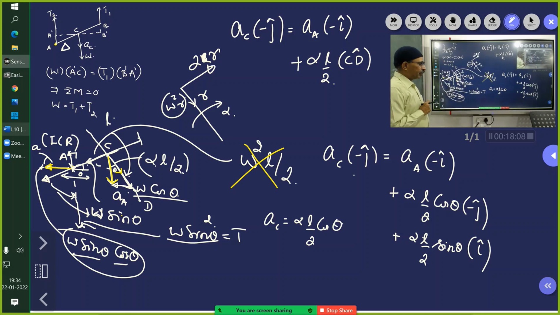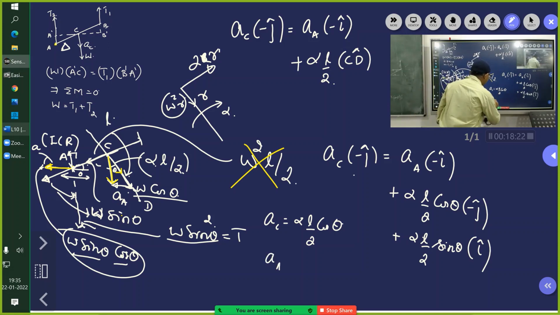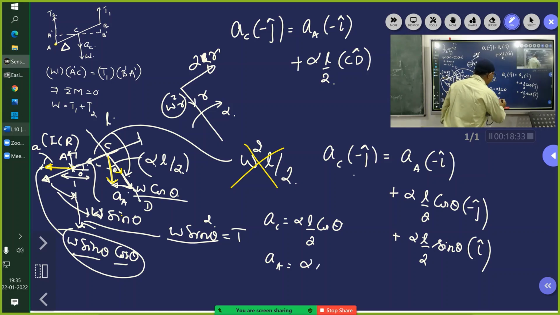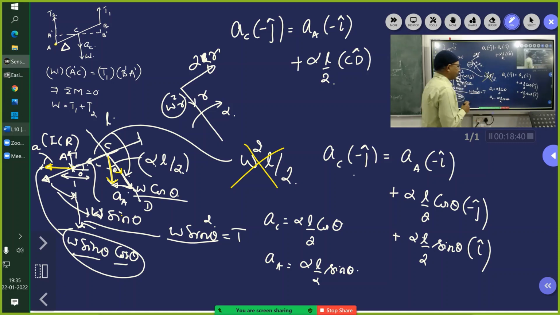Got it? Why should I repeat? I have written it now. Only the J component I have written. And as far as the AA component is concerned, only these two components will be there, and that will be equal to alpha L by 2 sin theta.